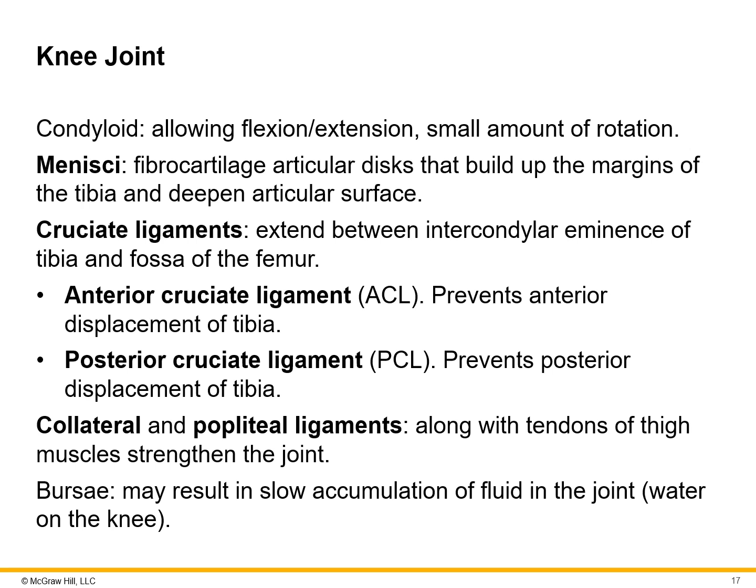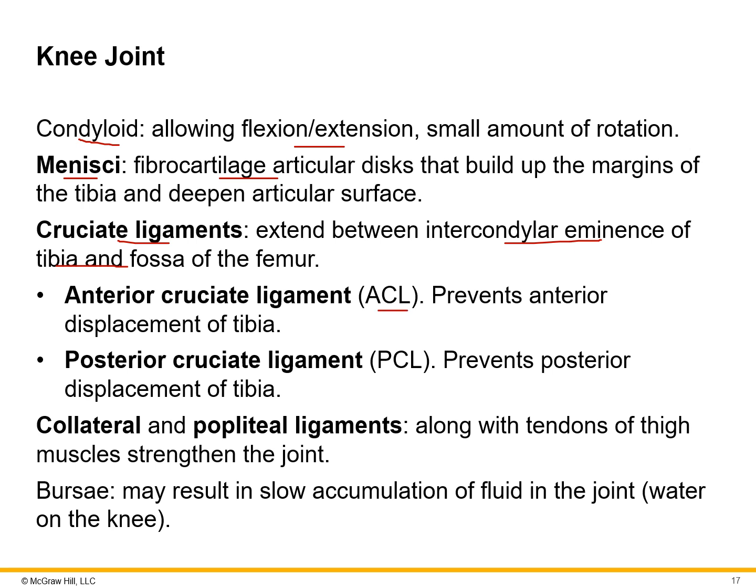So a few things going on. We have what's called the condyloid joint. This allows flexion and extension, and a little bit of rotation. The menisci, we'd already mentioned, so the meniscus is that fibrocartilage articular disc that builds up on the margins of the tibia. The cruciate ligaments extend to the intercondylar eminence of the tibia and then the fossa of the femur. So we'll see a picture coming up.